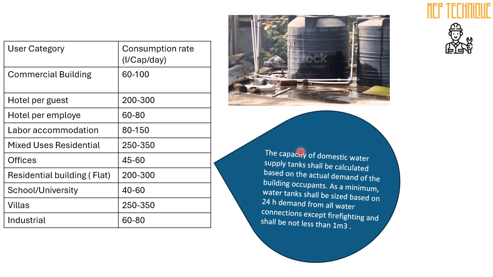There are several buildings. You will find there is a separate fire water tank. Depending upon the users, your domestic water tank, that is the overhead tank, should be capable of supplying water 24 hours a day. If there will be no water supply from the local authority, then your water tank should be capable of providing 24 hours water supply to your building. So this is the minimum calculation.